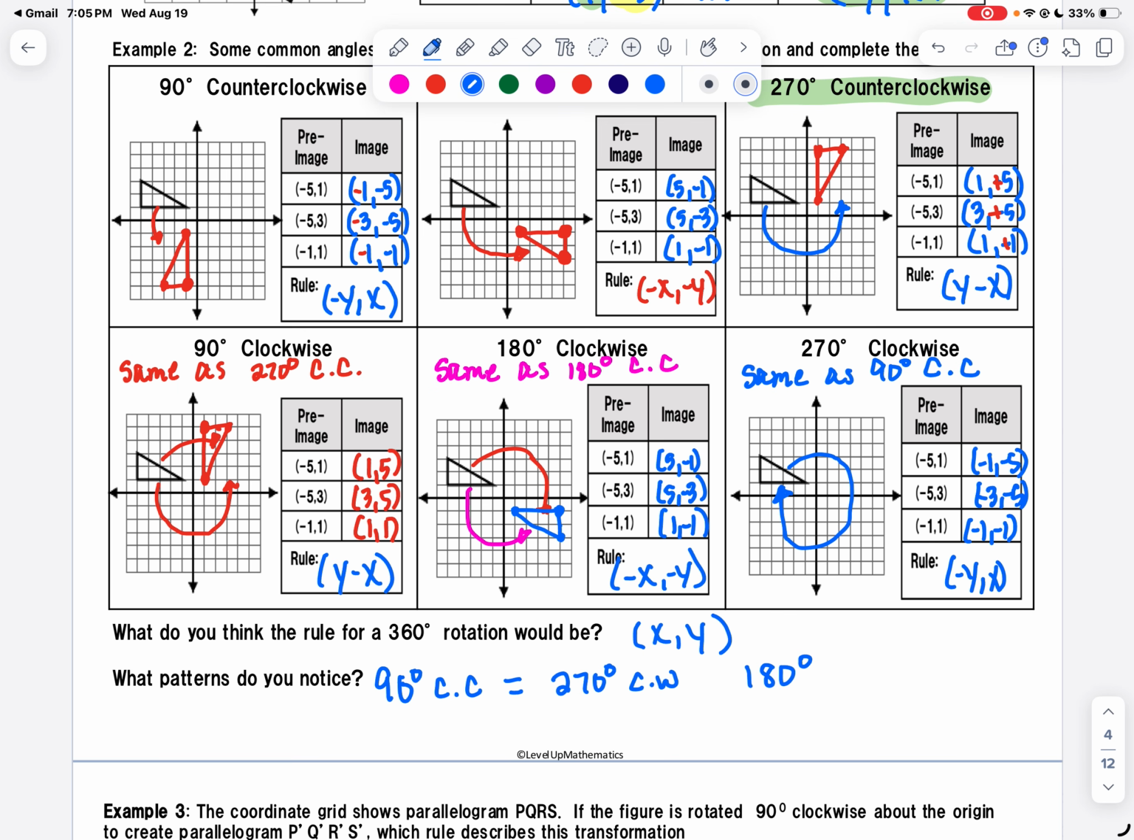180 degrees counterclockwise was the same rule as 180 degrees clockwise. And then lastly, 90 degrees clockwise is the same thing as 270 degrees counterclockwise.